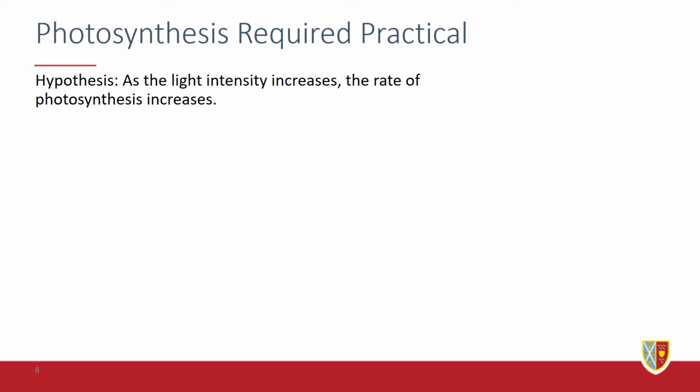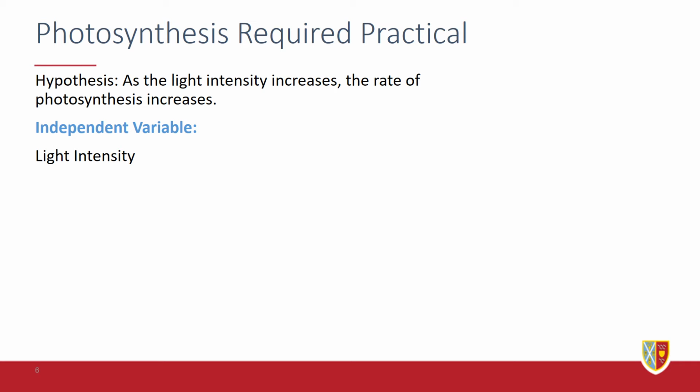So the hypothesis in this case is going to be about light intensity. Okay, as the light intensity increases, the rate of photosynthesis increases. The closer the lamp is to the pondweed, yes, this is your lamp and your pondweed practical, all right? The closer the lamp is to the pondweed, the more bubbles of oxygen or the higher volume of oxygen should be produced.